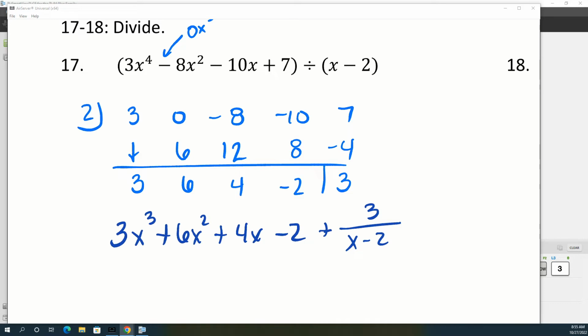All right, so if there was a question on your test, like after this one, and it says something like, is x minus 2 a factor of that? What would you say? Why not? Good. For it to be a factor, you would need to get a remainder of 0. All right, Skylar, did you have a question?